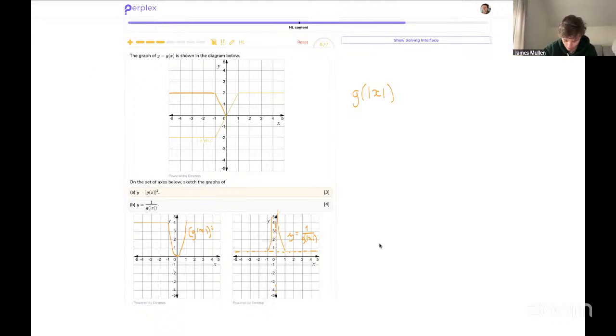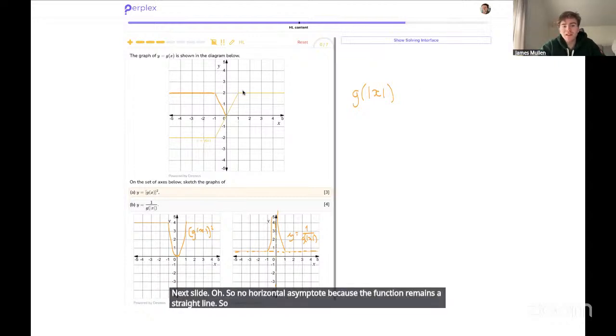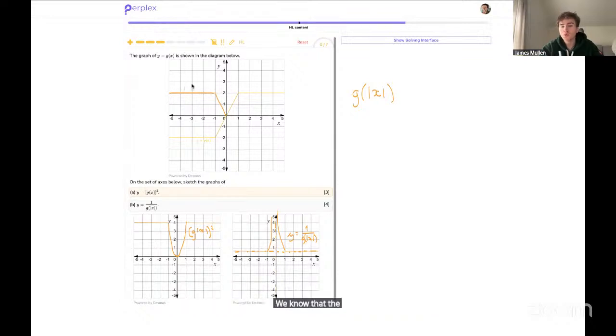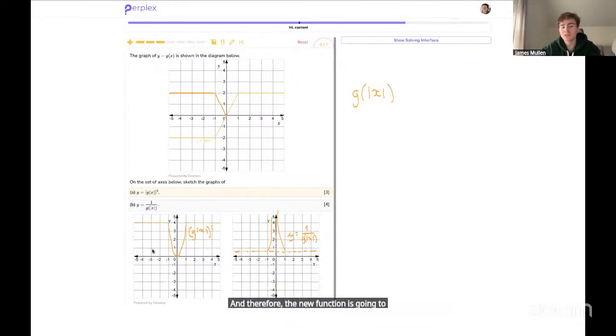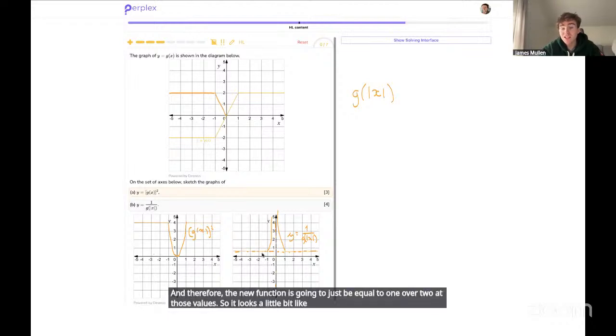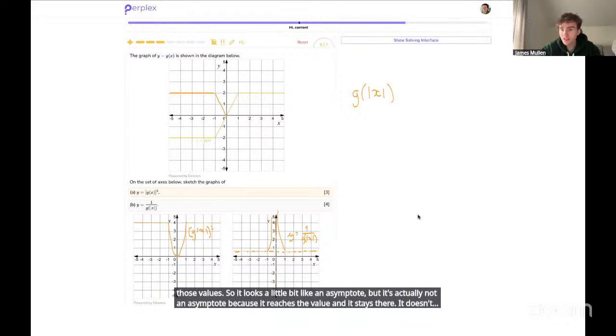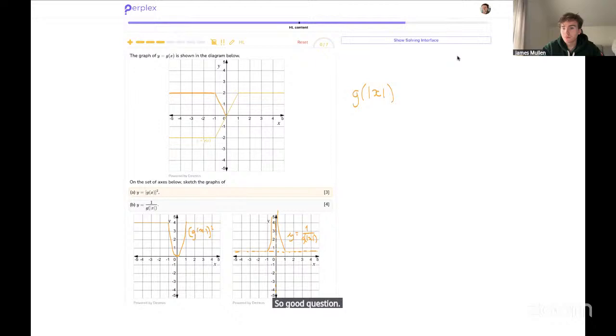Next slide. Oh, so no horizontal asymptote because the function remains a straight line. There's no horizontal asymptote because the original function doesn't get closer and closer to something, and it doesn't go to infinity. We know that the original function is equal to 2 for everything less than -1 and everything bigger than 1, and therefore the new function is just equal to 1 over 2 at those values. So it looks a little bit like an asymptote, but it's actually not an asymptote because it reaches the value and it stays there. It doesn't move. So good question. There is no horizontal asymptote.